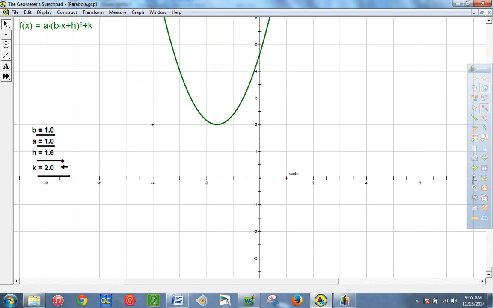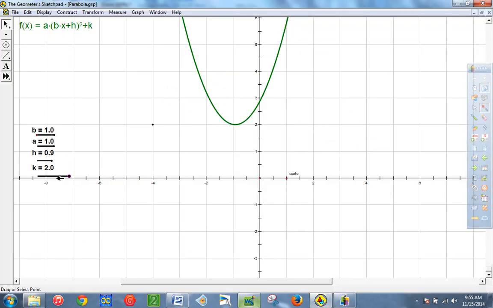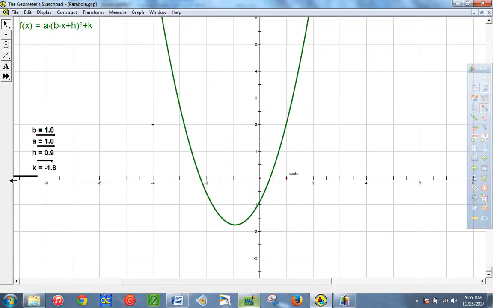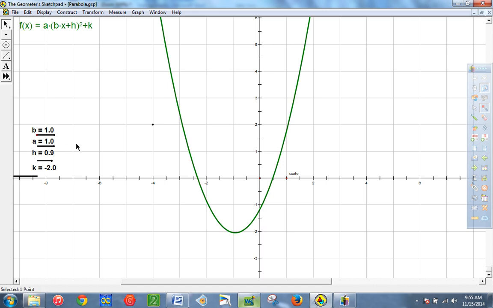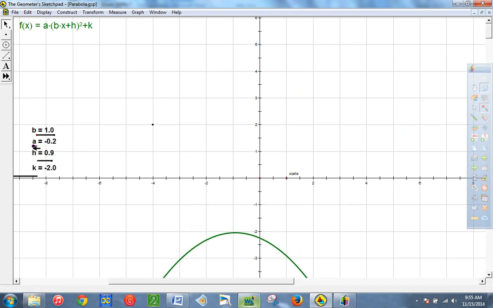Our h value is 1. Our k value was negative 2. There we go. And our a value is negative 1/4. So remember that negative 3, 3? There's nothing there, okay? It's not a linear function, so it doesn't move in that manner.